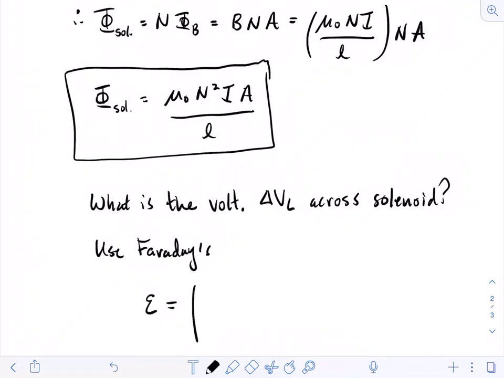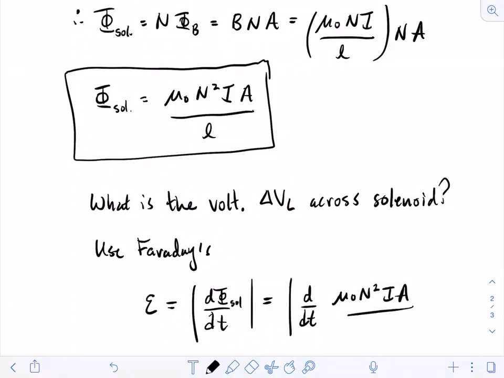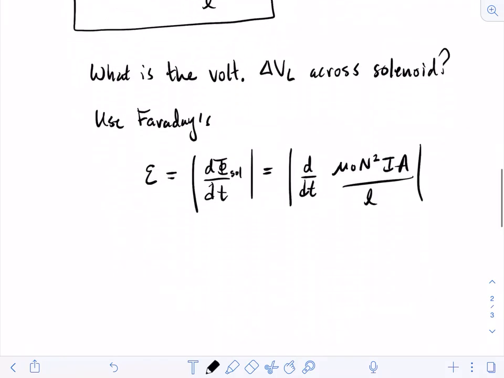It was equal to the derivative of the magnetic flux, and so we're now talking about our entire solenoid. And so that's going to be d by dt of all of this stuff, mu naught N squared I A over L. So mu naught and N and the geometrical factors A and L, they're definitely all constants. And so we could write this as mu naught N squared A over L, and then what we have left is a dI/dt.